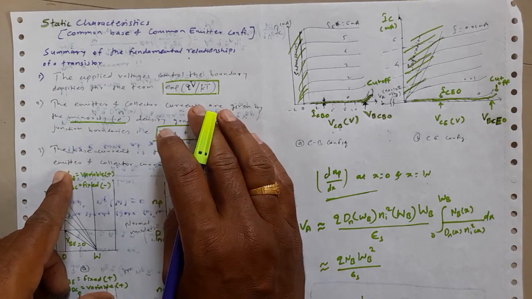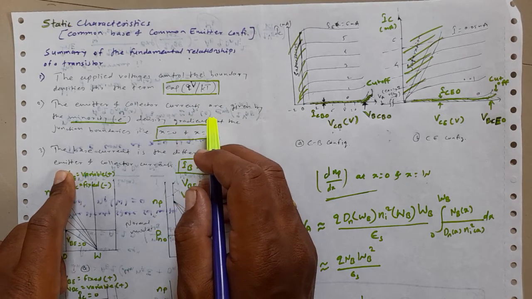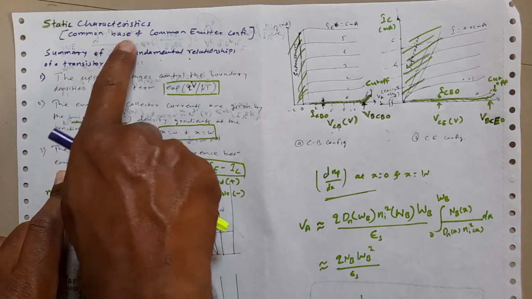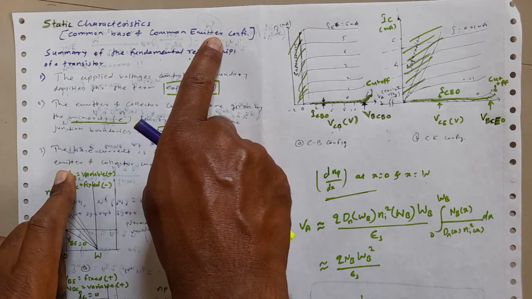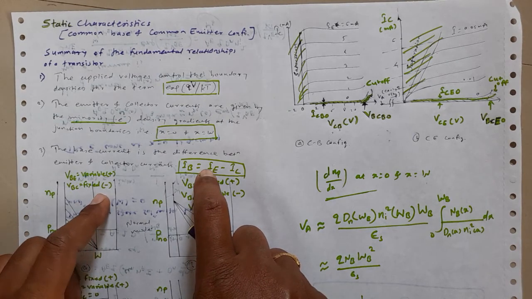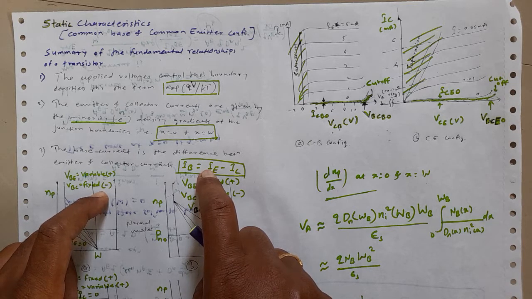Hello friends. Now we are going to talk about another kind of characteristics of the transistor, that is static characteristics under the common base and the common emitter configurations for the NPN transistor. Before we start, what we have seen in the last topic is nothing but the currents in the three terminals of the transistor, right?